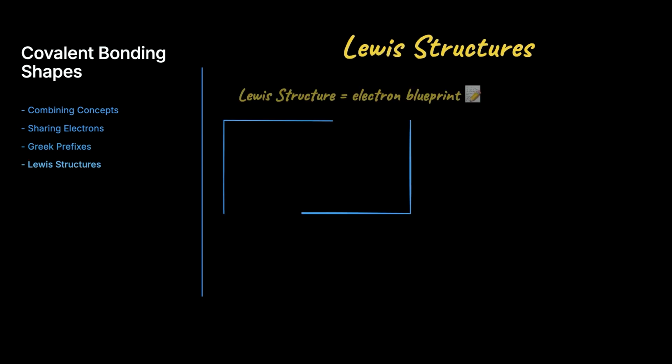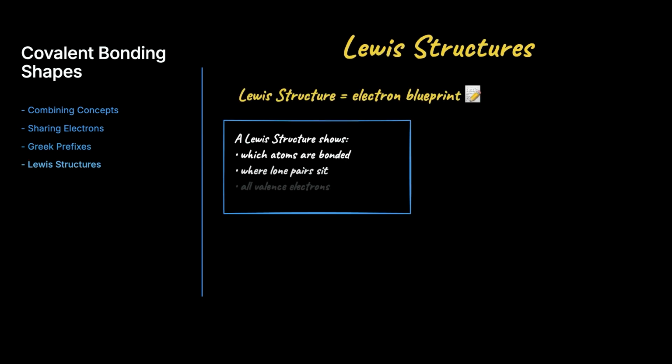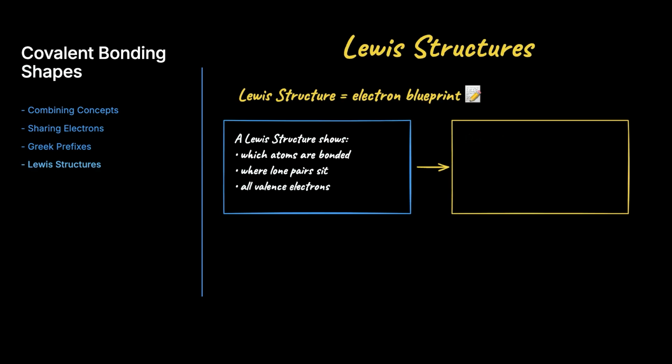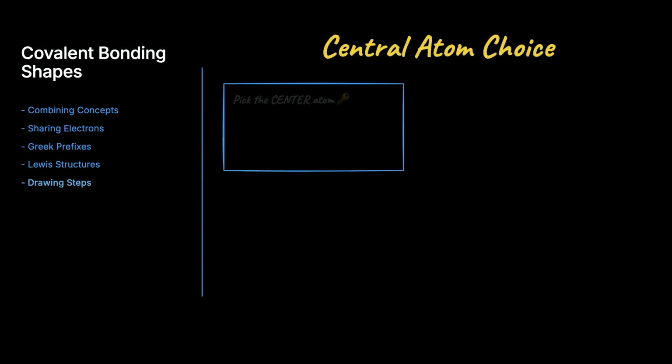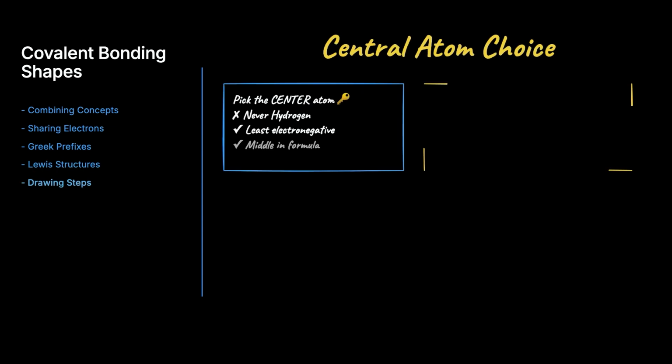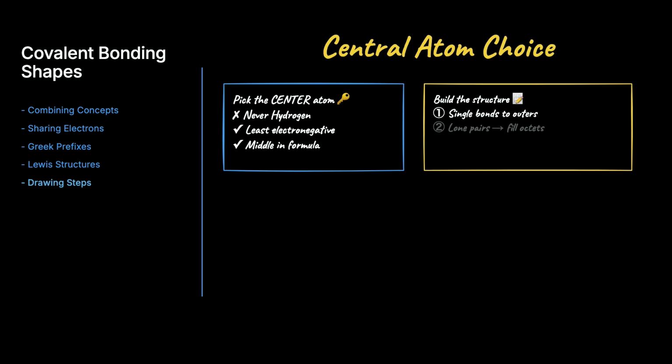A Lewis structure is a simple drawing showing where all the valence electrons sit, which atoms are bonded, and where the lone pairs rest. It is the blueprint for a molecule's shape and behavior. The very first step is always to count the total valence electrons, adding up the outer electrons of every atom. After counting, you choose a central atom, usually the least electronegative one, and never hydrogen, which makes only one bond.